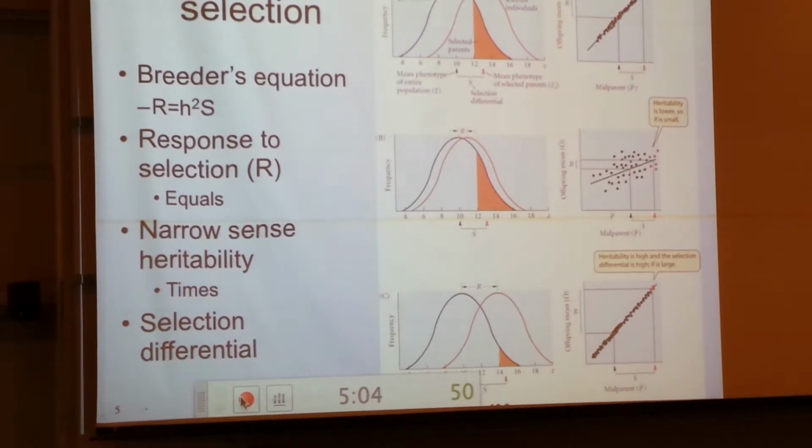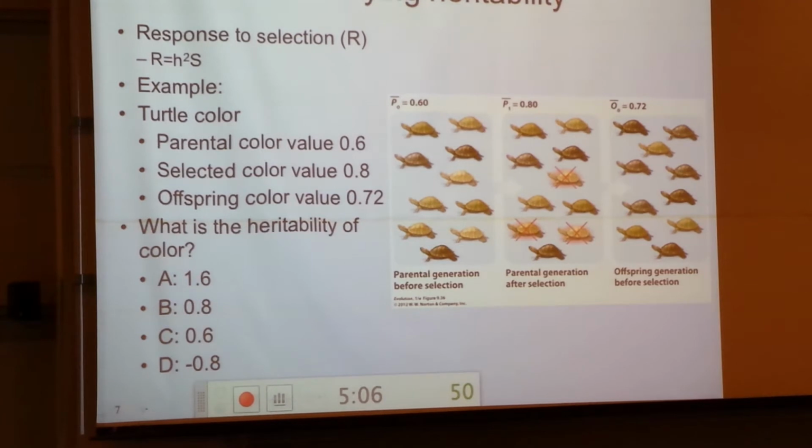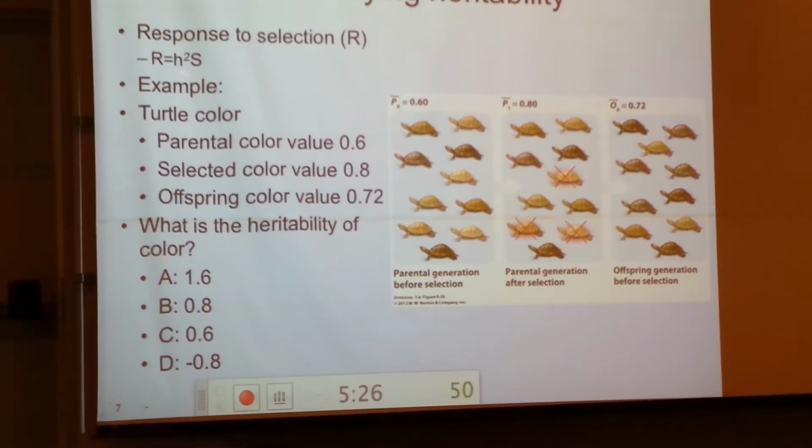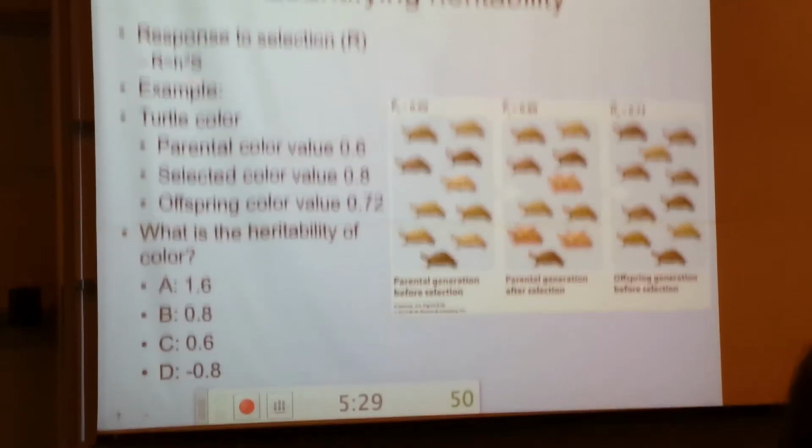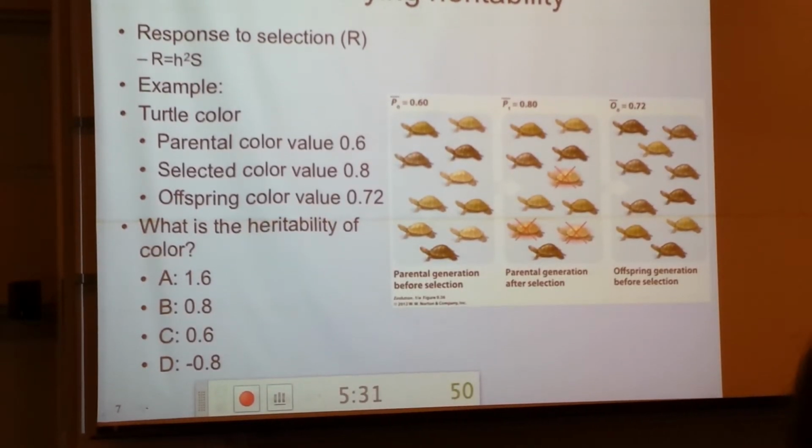So if we go back to the turtle example, with a slope of 1, or heritability of 1, you'd expect that if you breed the ones with a value of 0.8, that's what you get. You get 0.8 in the offspring. But in fact, you only get 0.72, because it's not fully heritable. Only 60% of it. And that's what the breeder's equation does. It tells us that if you have some amount of heritability, something between 0 and 1, and you select away from the average of the parental population some distance, then the response is going to be that distance proportional to the heritability.